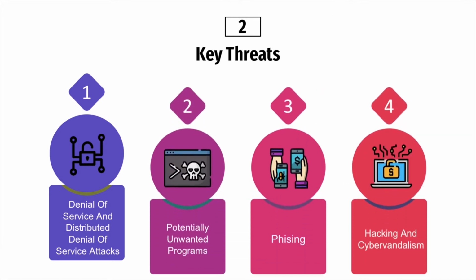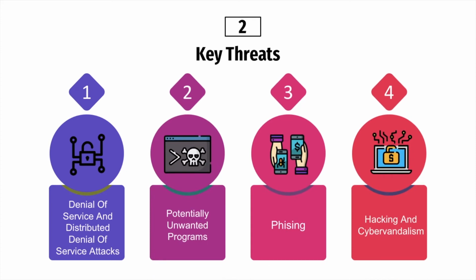Potentially unwanted programs, like adware or spyware, are a kind of security threat that arises when programs are secretly installed on your computer without your consent. Phishing refers to any deceptive online attempt by a third party to obtain confidential information for financial gain. This is a very common trick in Vietnam these days. Hacking and cyber vandalism is a situation when a site is intentionally disrupted, defaced, or even destroyed.